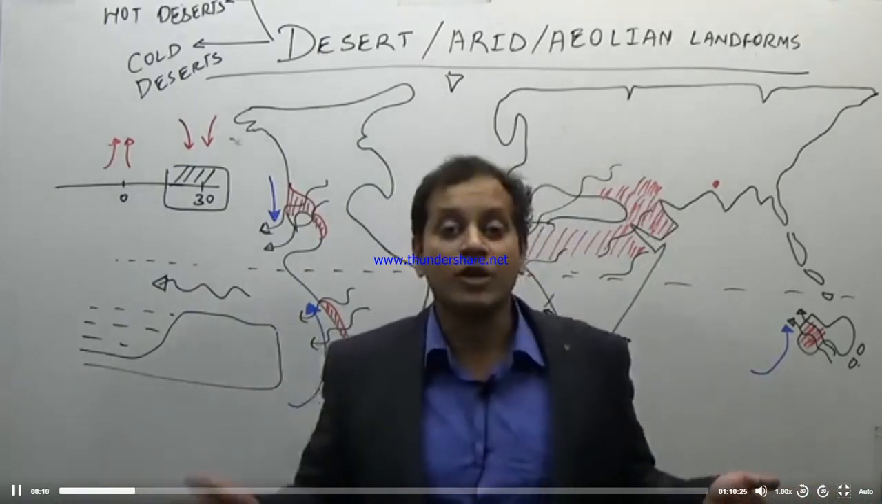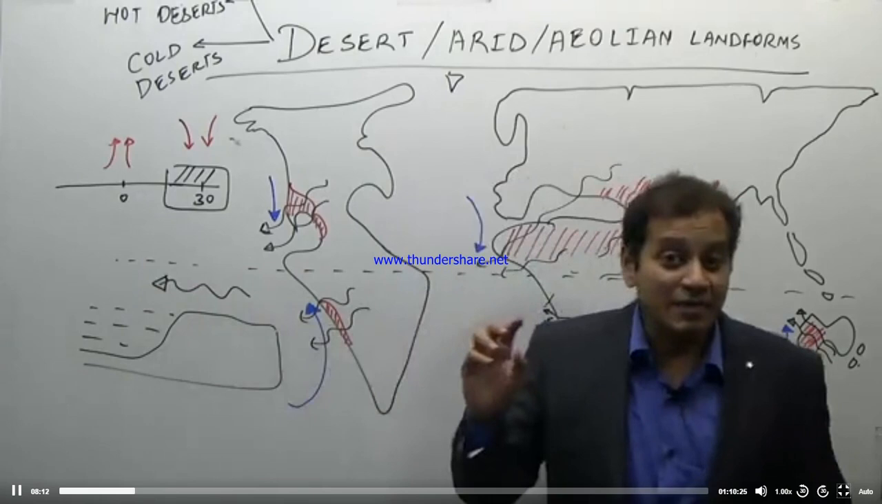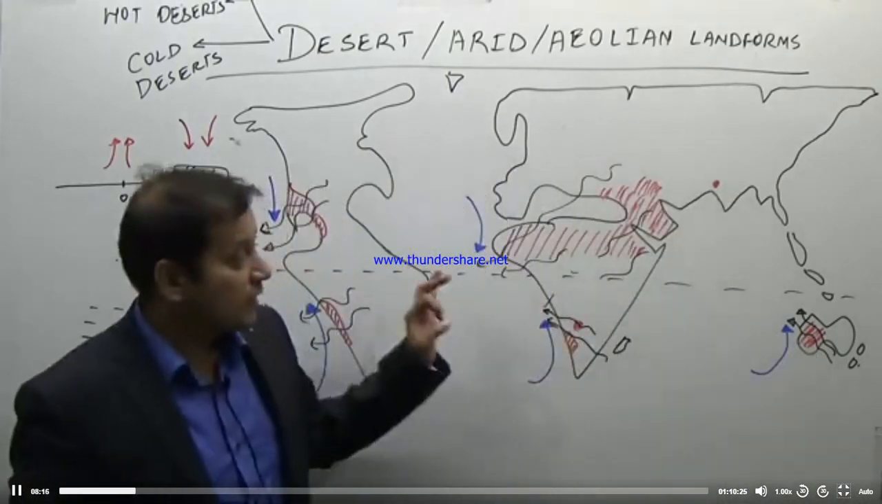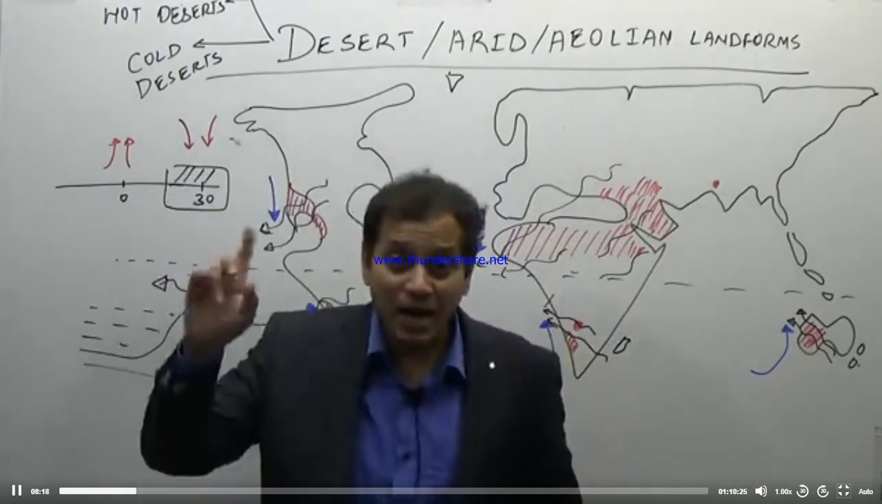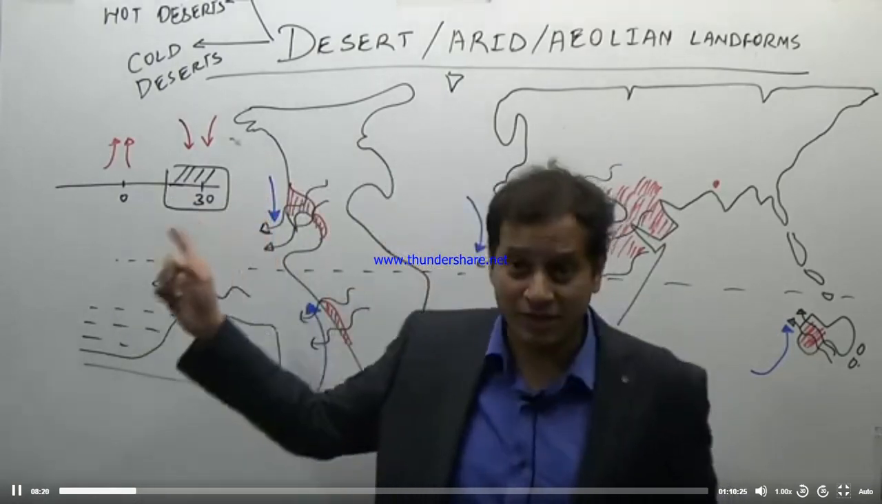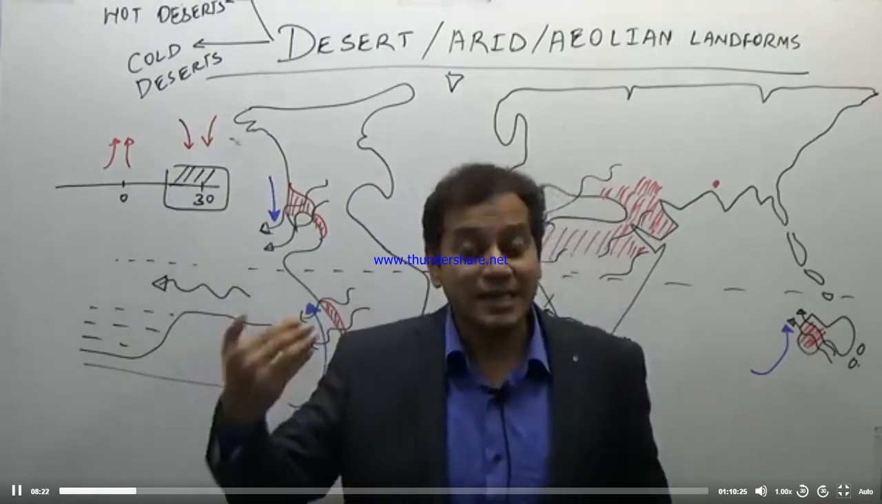So, the deserts are having three characteristics. These deserts are the hot deserts of the world. They lie in the high pressure belt in the horse latitude belt. We'll come to that in climatology.